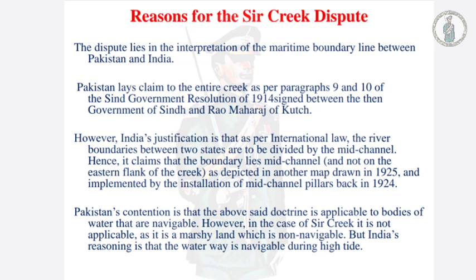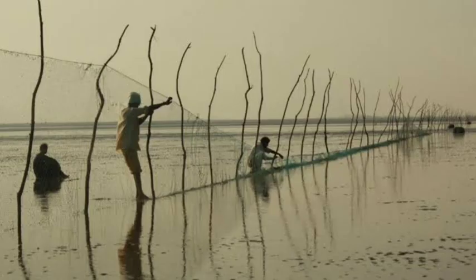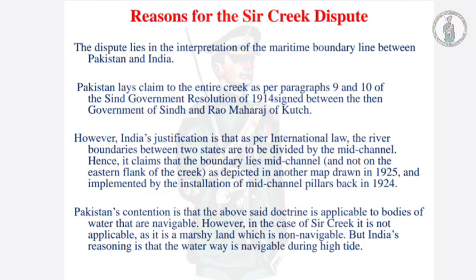However, on the other side, India's justification is that as per international law, the river boundaries between two states are to be divided by mid-channel. Hence, India claims that the boundary lies mid-channel and not on the eastern flank of the creek. You can see from the map the claims by India and Pakistan. And in order to counter India's claim, Pakistan said that this international law doctrine is only applicable to water bodies that are navigable. However, in the case of Sir Creek, it is non-navigable as it is only marshy land. But India's reason is that the waterway is navigable during high tide.